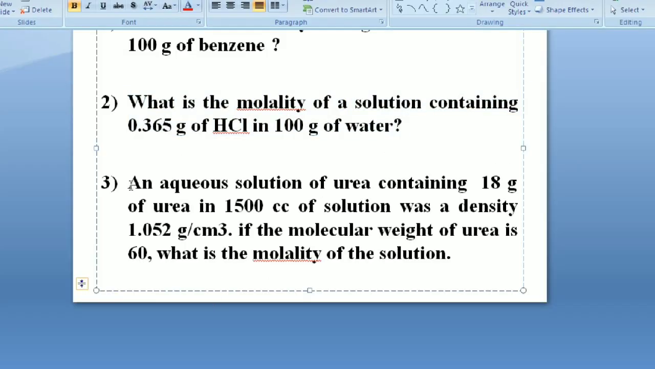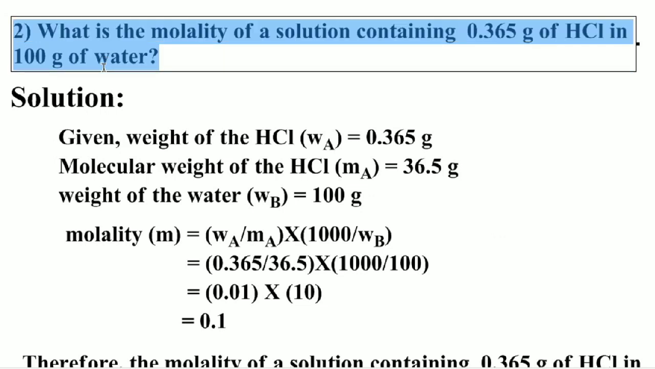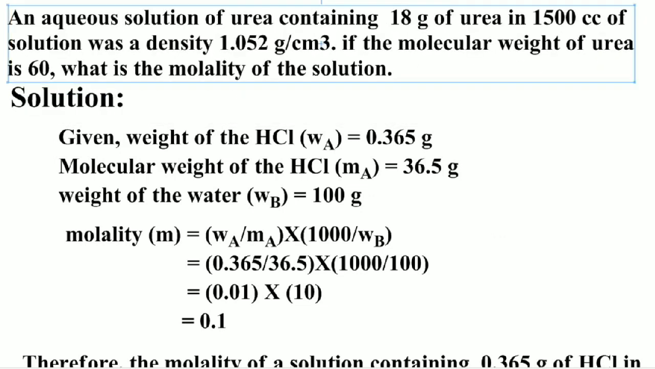Problem number 3. An aqueous solution of urea containing 18 grams of urea in 1500 cc of solution has a density of 1.052 grams per centimeter cube. If the molecular weight of urea is 60, what is the molality of the solution? So this is another easy problem in the molality concept.